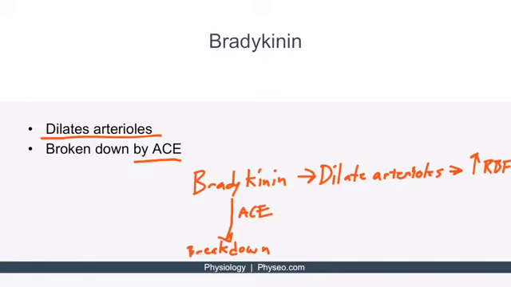So let's do a quick question. What will an ACE inhibitor do to the renal blood flow? Well, an ACE inhibitor would block the angiotensin converting enzyme and decrease the amount of bradykinin that is broken down, and therefore increase the amount of bradykinin in the serum. So arterial dilation would increase and renal blood flow would increase as well.